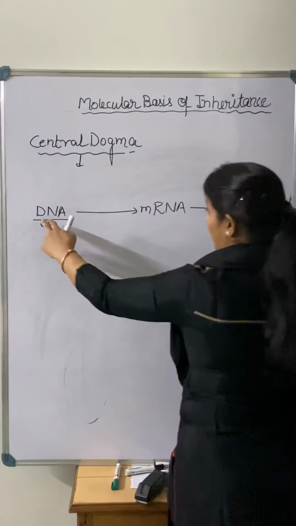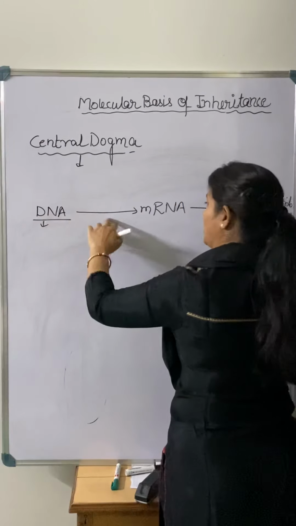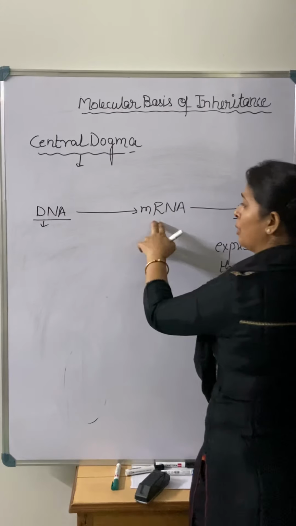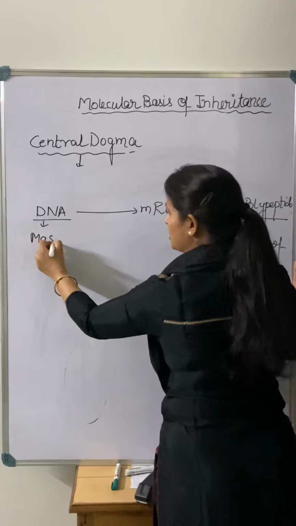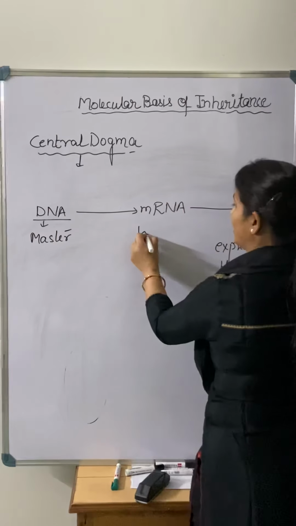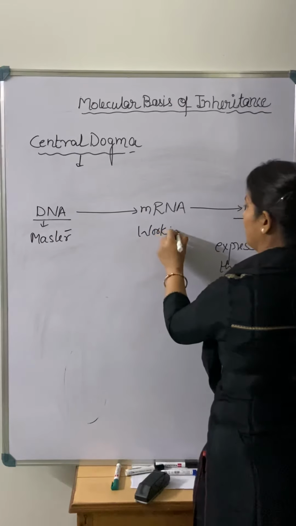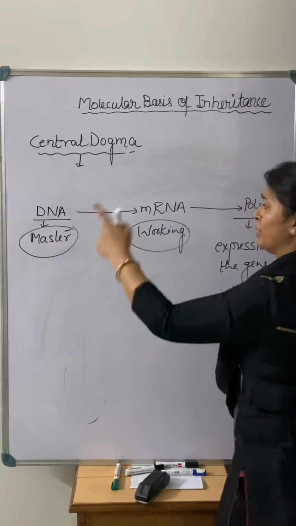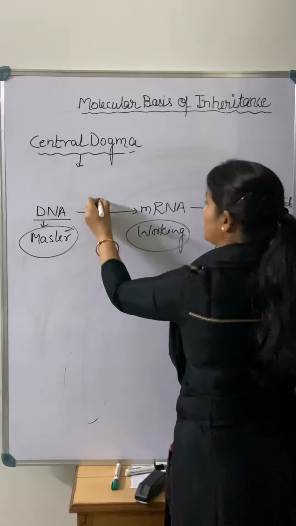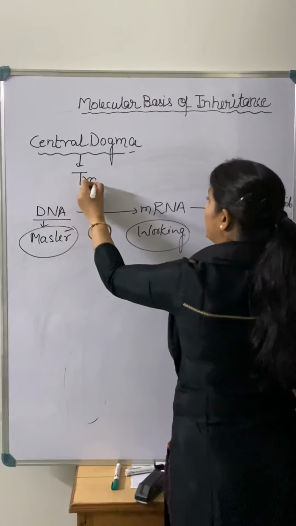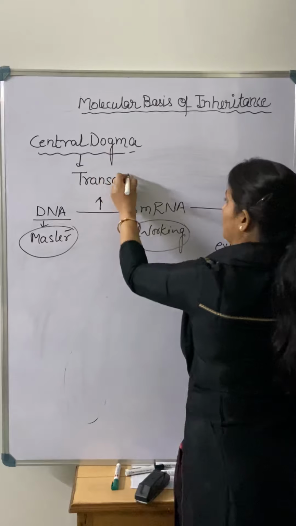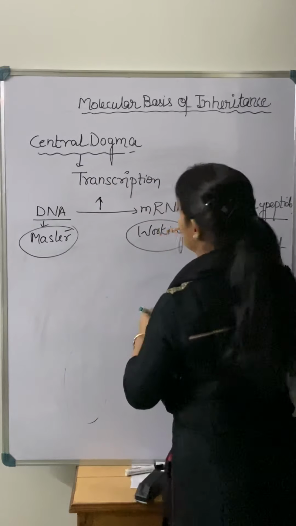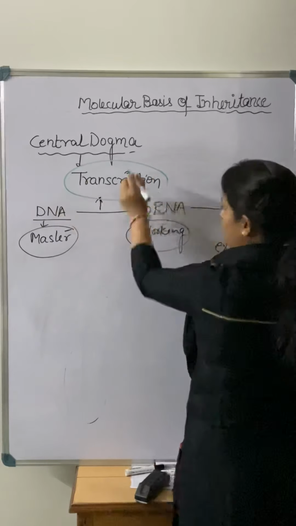Now what happens? When DNA copies its information, DNA is what? DNA is a master copy. RNA is what? A working copy. DNA is the master copy. RNA is the working copy, right? So the copying of information from DNA to mRNA, the process is known as transcription. Right? The process is known as transcription.